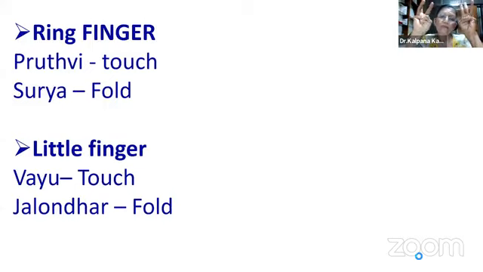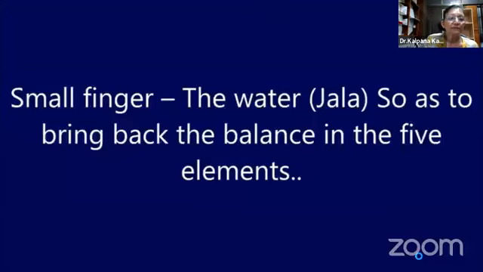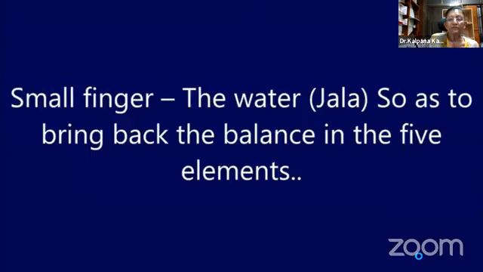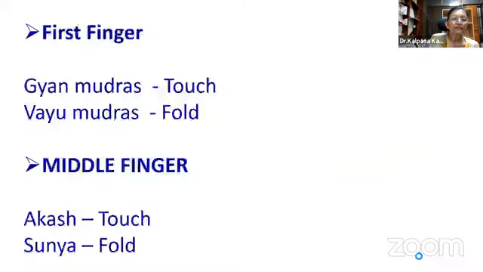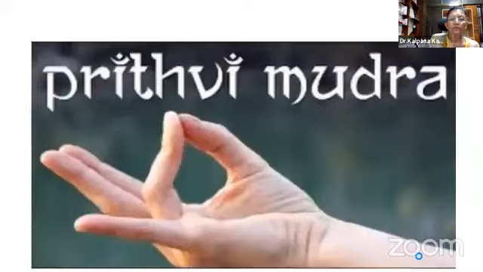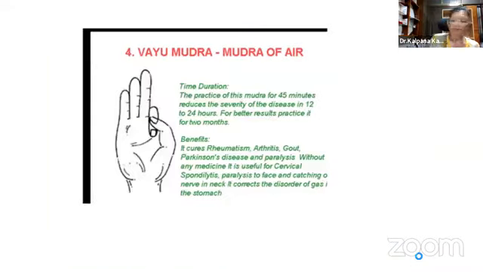You understand? So these are the main 8 mudras which you are learning today. All right. Number 1, 8, 9, 10. We've done 10 mudras today. Okay. So we will finish the mudras faster than I expect. Small finger, water jal, so as to bring back the balance in the 5 elements, right? So pranic mudras I'm not doing today. Pran, apan, vyan. Okay, so these pranic mudras I'm not doing today. I just want to do in detail the Varun mudra now. Prithvi mudra. Let's go up again. We have time.